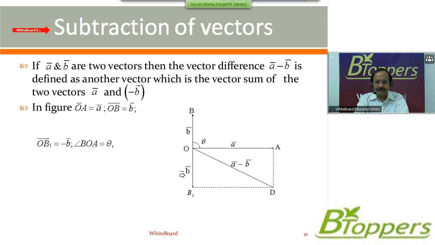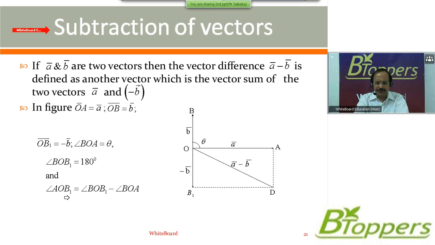From the definition of negative vector, the vector minus B bar has the same magnitude as the vector B bar. The direction of vector minus B bar is opposite to the direction of vector B bar. In the figure, the two vectors B bar and minus B bar are shown along the same line in opposite directions. So the angle BOB1 is 180 degrees.